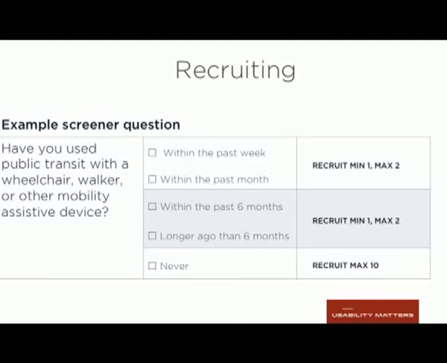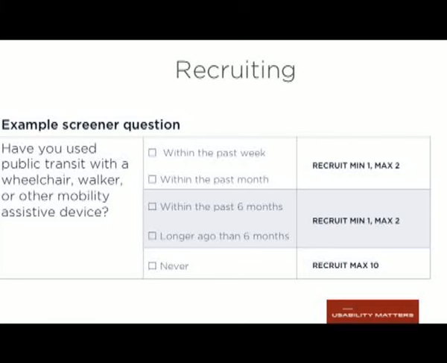And we have provided multiple choice answers to make it easier to complete. And we have added instructions for how many of each group should be included. The idea is to ensure that we get some people who have experience using a mobility device on public transit, but not an overrepresentation.